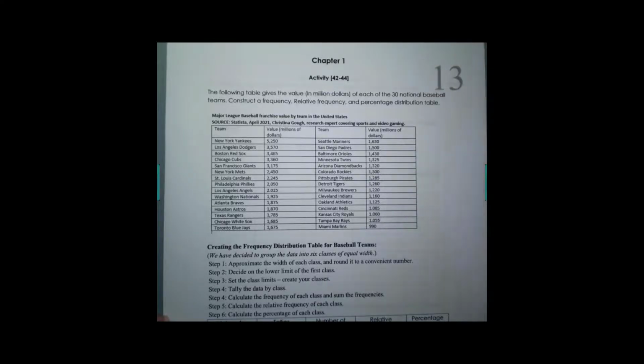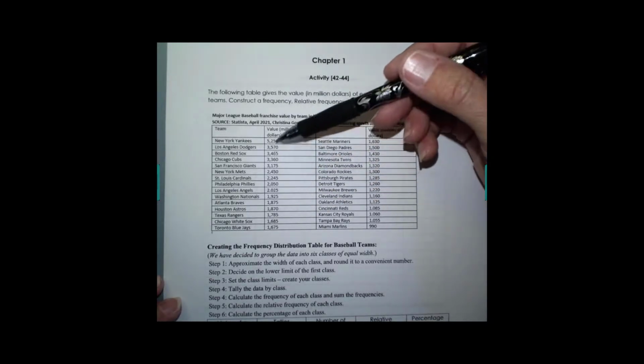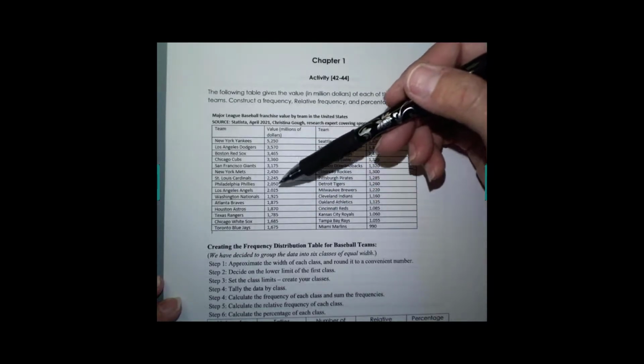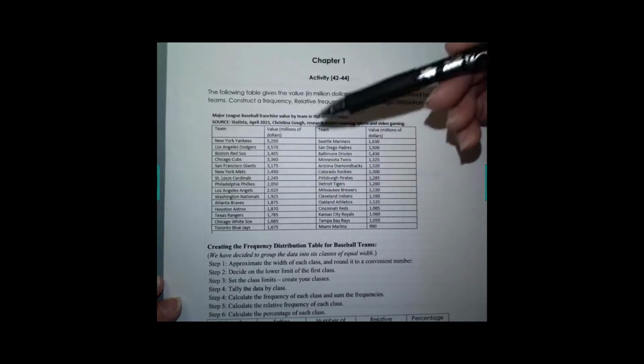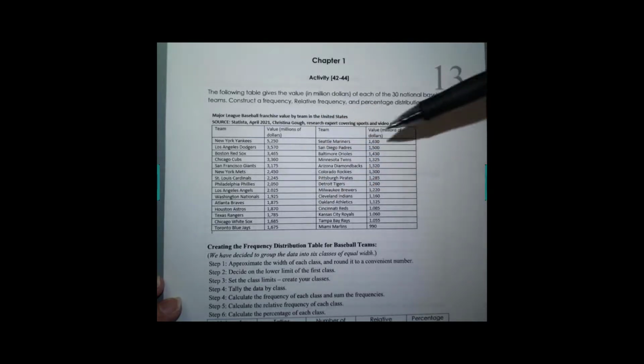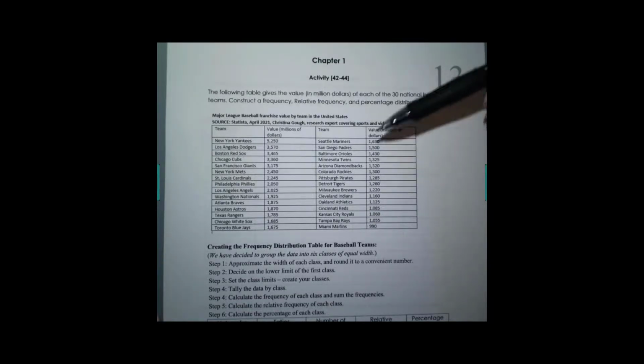So this data is, as it is, not grouped, but we've got to create some groups because it makes no sense to graph them. Each individual team, as you can see, has a different valuation to it. So we would just have a bunch of bar graphs that were all the same height, and there would just be one team in each one. And that doesn't help us a lot to evaluate how valuable these teams are in relation to each other. So we do something called grouping.